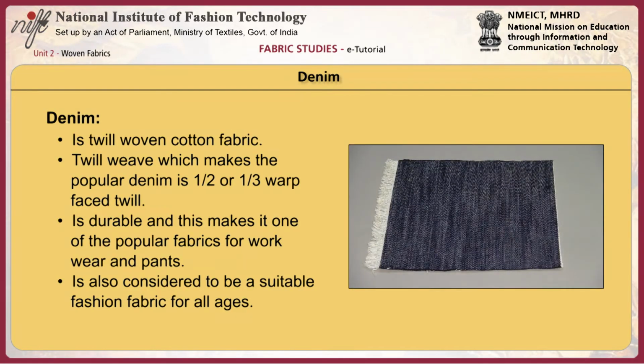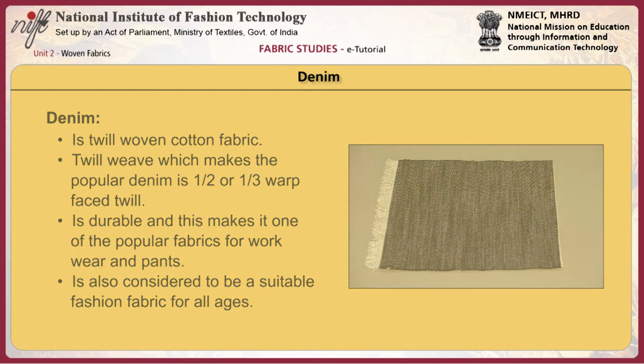Denim is a twill woven cotton fabric. Twill weave, which makes a popular denim, is 1x2 or 1x3 warp face twill. Its durability makes it one of the popular fabrics for workwear and pants. It is also considered to be a suitable fashion fabric for all ages.